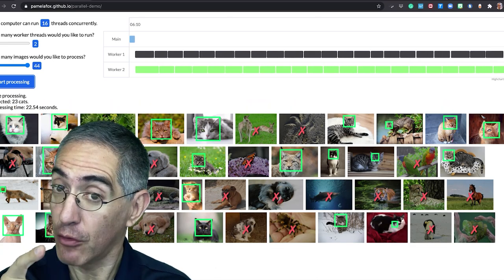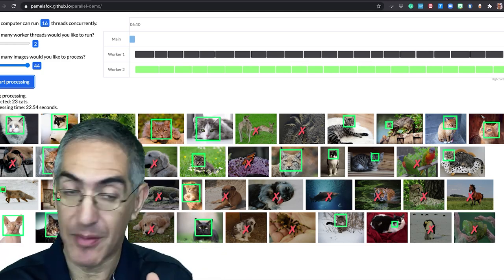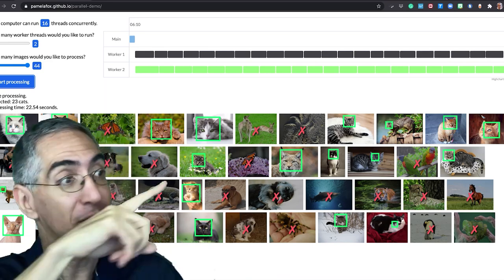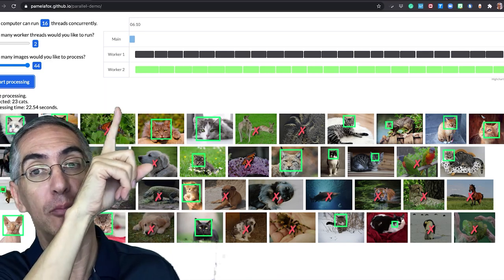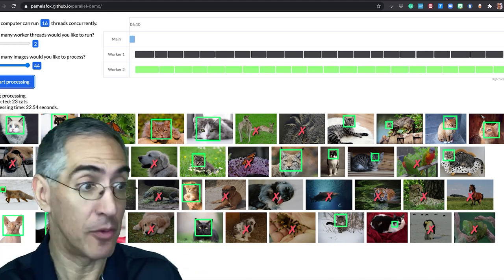22.5. I'm getting pretty close. Okay, so there was some overhead. Maybe there's some Amdahl's law there. Notice that main? See right here, that little blue part, main? That wasn't in parallel. That was part of the serial part of the program. But the rest of it was all parallel.